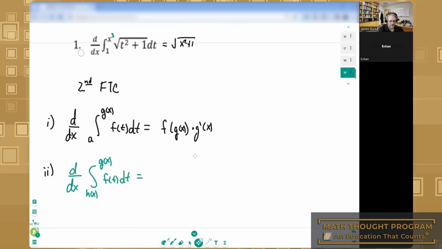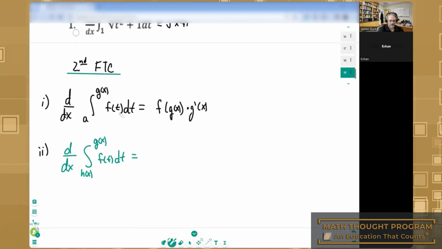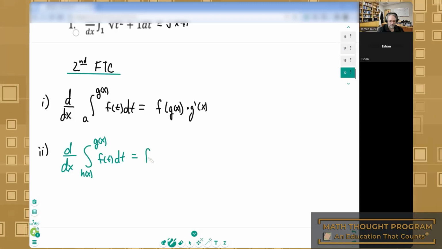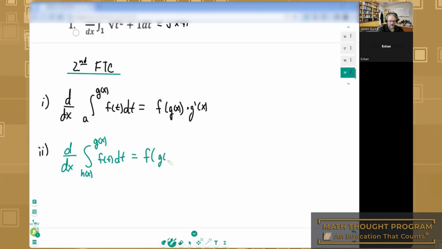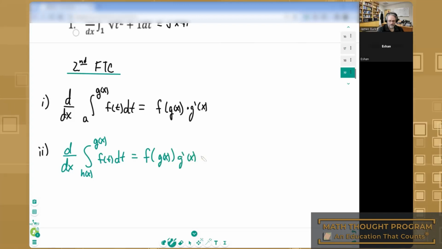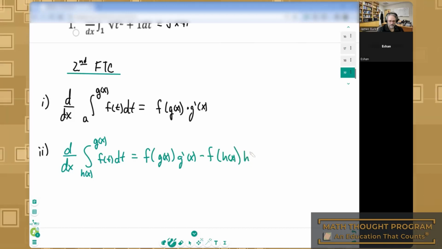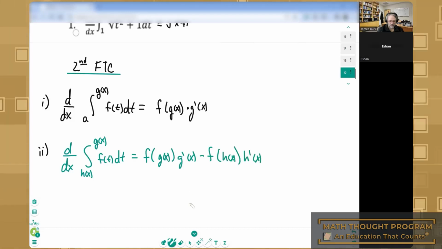So here's the most generalized form of the second fundamental theorem of calculus that you can use. You're going to say f, evaluate it at g, then g prime. Subtract it off, f, evaluate it at h, then h prime.